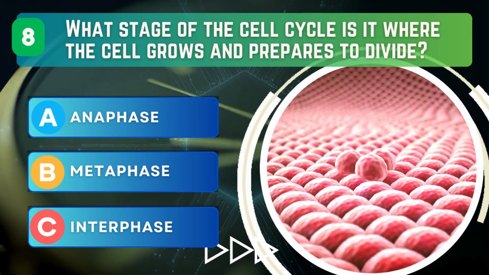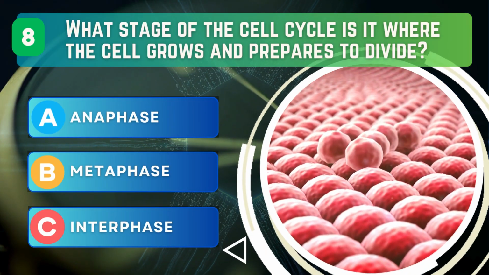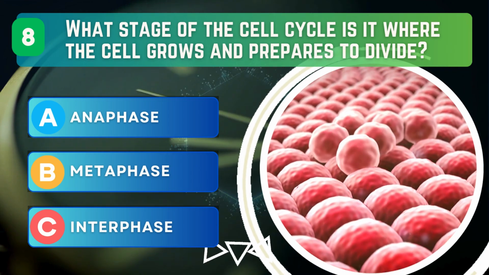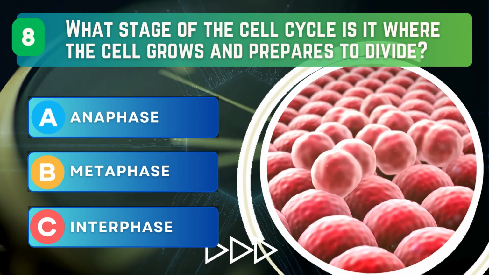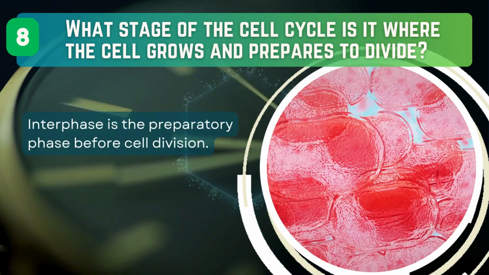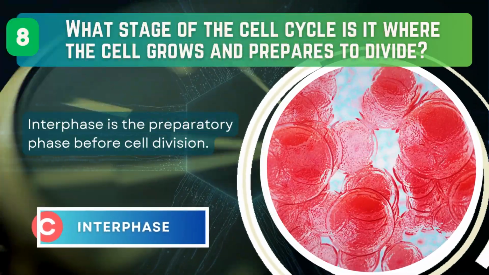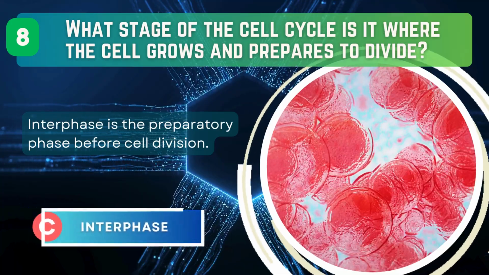What stage of the cell cycle is it where the cell grows and prepares to divide? Interphase. Interphase is the preparatory phase before cell division.